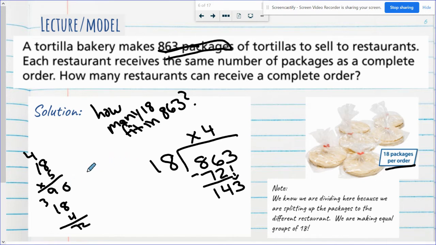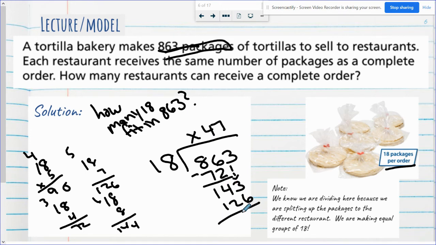Let's try 7. 18 times 7 is 126. That might be a little bit low. Let's see if we can go even higher. 18 times 8. Ooh, that is one too many. So we're only going to be able to fit 7. 18 times 7 is 126. Subtract, we would get 17. And then we would continue.